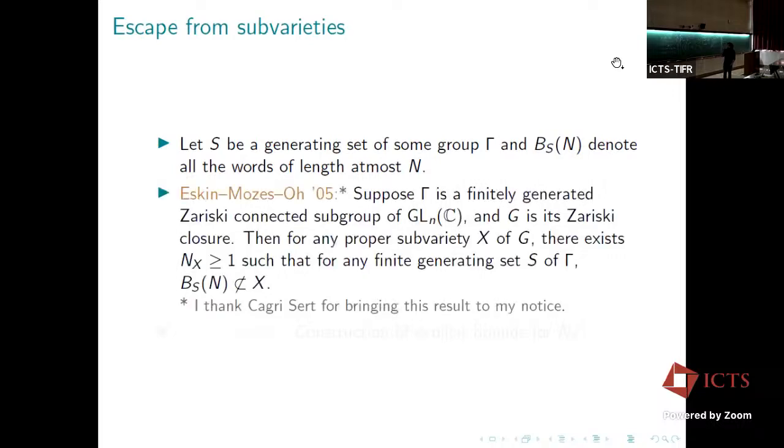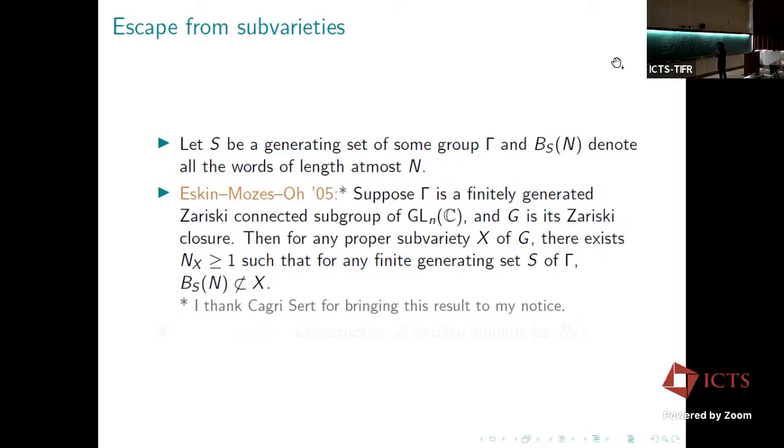Then Eskin, Mozes and Oh proved in 2005, it's a proposition in their paper, using which they prove some other results, that if you have the Zariski closure of some group inside GL(n,C), then for any proper subvariety, there's a fixed number n after which the group should be outside that subvariety. It's kind of like in algebraic geometry, like circles are determined by 3 points. So after some point, you don't need more data from the group.